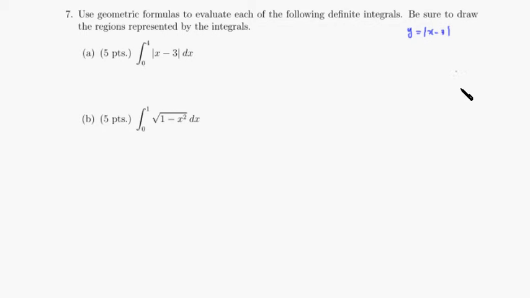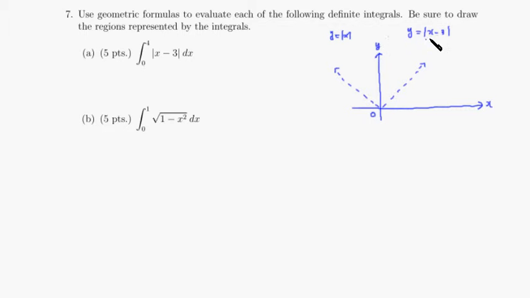We know how to draw y equals absolute value of x. Let's start with that. So you have the x-axis, and here is the y-axis, and here's the origin. We know that the absolute value of x looks like this. It's a V-shaped graph, so go like this and go like that.